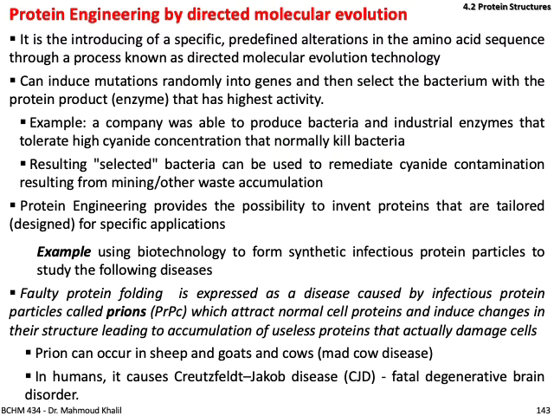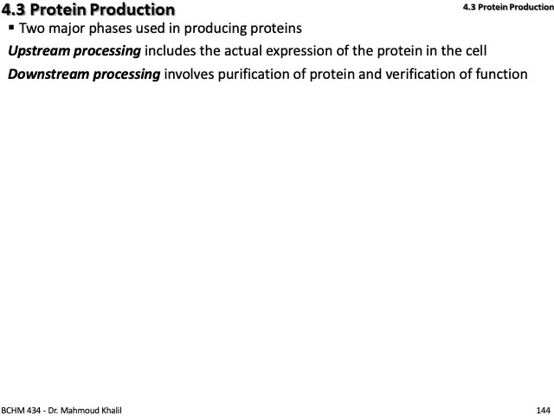In humans, it causes a similar type of disease named Creutzfeldt-Jakob disease, CJD, after the two scientists who discovered it, and this is a fatal degenerative brain disorder. The third subtopic is protein production.